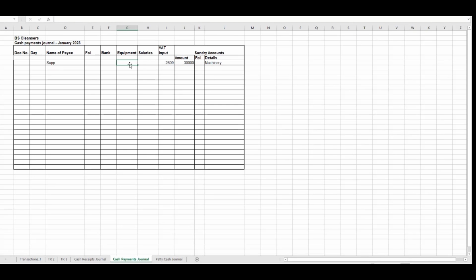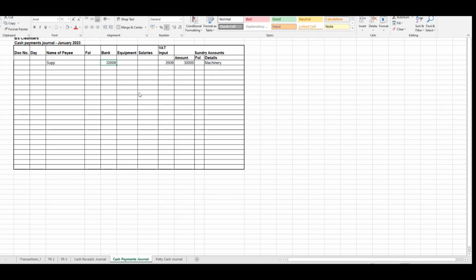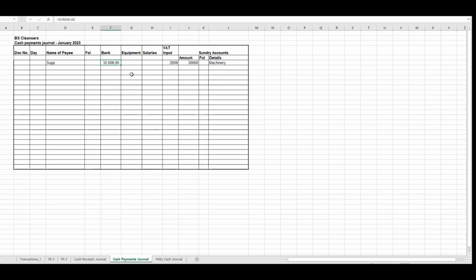And the amount which will go to the bank: in the bank, we're going to pay the VAT amount plus the amount which is going to the machinery. So meaning we're going to pay 32,609. So what we pay to the bank, or what we owe the creditors, is always the two amounts: the amount that we would have been charged for an item, and the amount for the VAT, which will go to SARS.